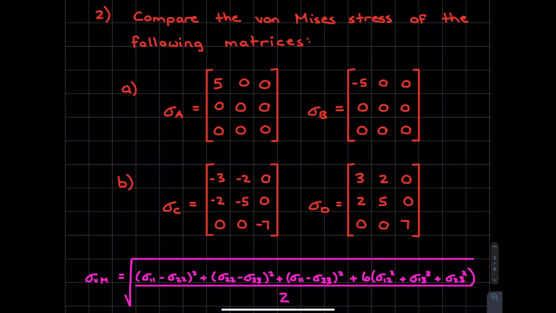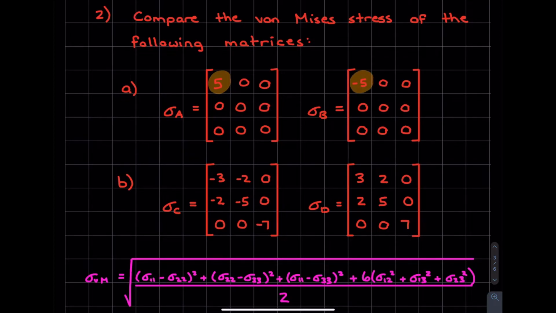All right, guys, question 2. Nice, simple question. It simply wants us to compare the von Mises stress of the following matrices. So I split them up into 2 groups, Group A and Group B. As we look at part A, we have very simple matrices. We got sigma A and sigma B, and they only have one component, which is 5 and negative 5.